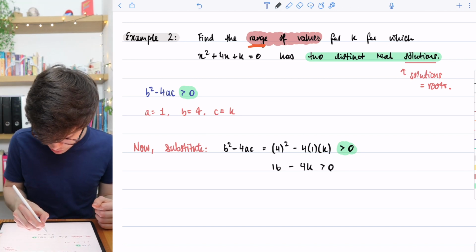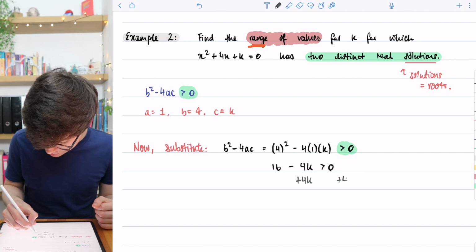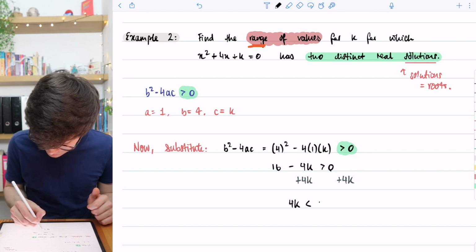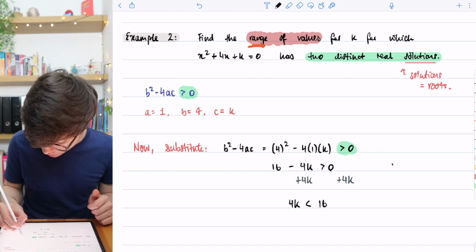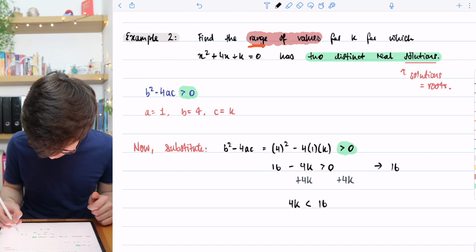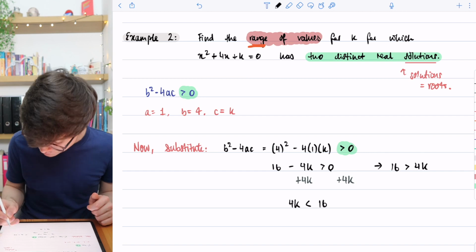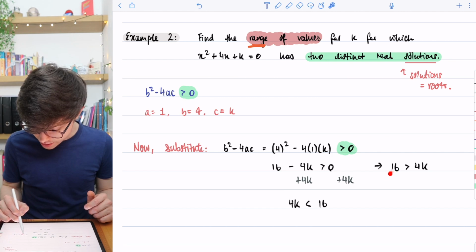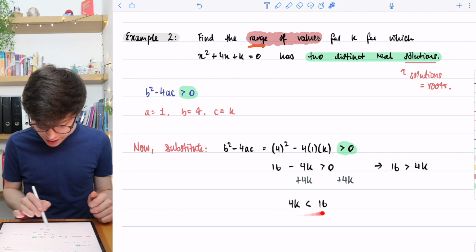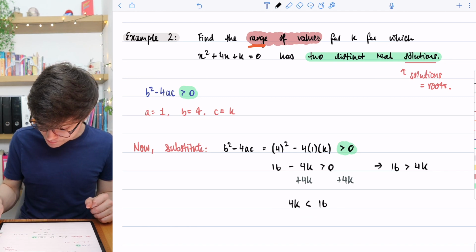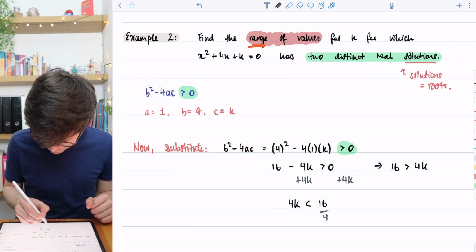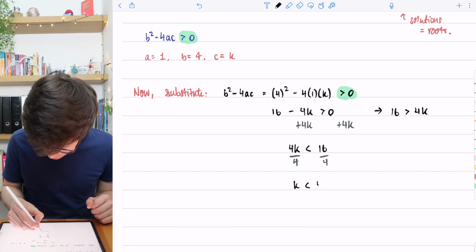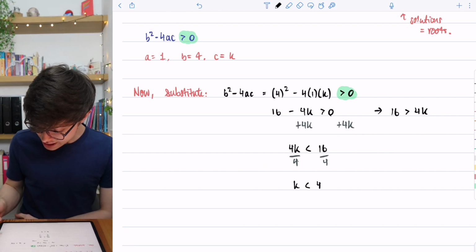The first thing I'm going to do is add 4k to both sides, and I'll write it the other way around: 4k is less than 16. Adding 4k to both sides gives me that, and if we flip it so that the 4k comes over here and the 16 comes over there, we need to flip the sign, and it gives me 4k is less than 16. Then I'm going to divide by 4 on both sides to give me k being less than 4. And that is my answer.